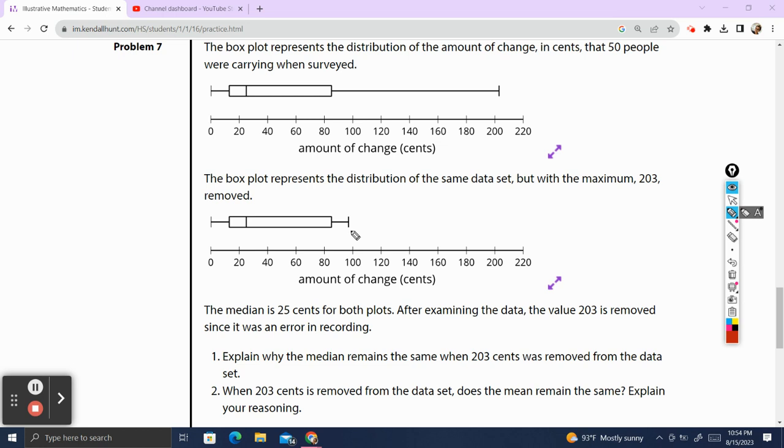When 203 cents is removed from the dataset, does the mean remain the same? Explain your reasoning. Remember, when you have an outlier in the data, it is going to take the mean and shift it in the direction of the outlier. So in this case, when you have that 203, it's going to shift the mean in the direction of the outlier, which means the mean will be greater. Once we get rid of it, it's going to shift that mean back down, so the mean becomes smaller. So when the 203 cents is removed from the data set, the mean does not remain the same. It actually becomes smaller.